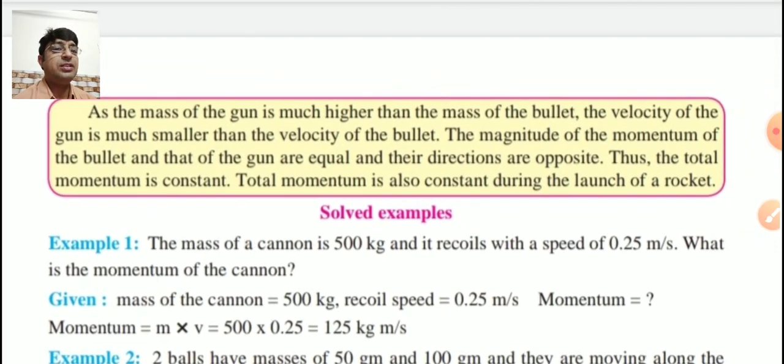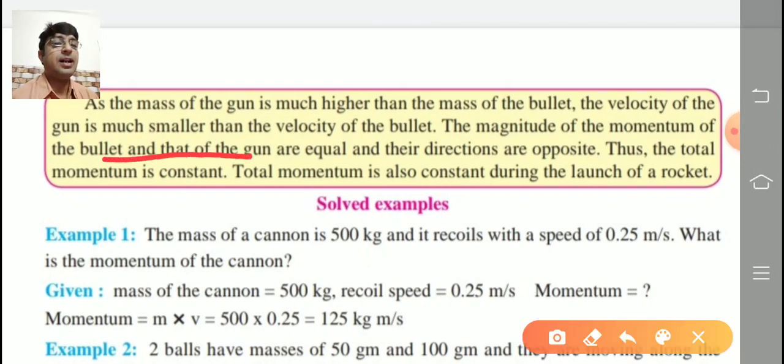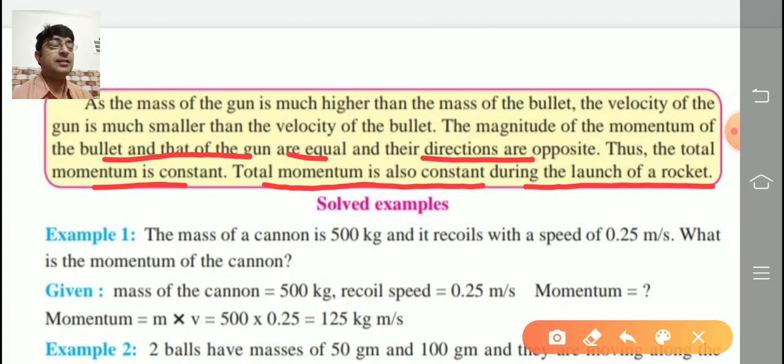As the mass of the gun is much higher than the mass of the bullet, the velocity of the gun is much smaller than the velocity of the bullet. The magnitudes of the momentum of the bullet and the gun are equal, and their directions are opposite. Thus the total momentum is constant. Total momentum is also constant during the launch of a rocket. The mechanism of the rocket is based on Newton's third law of motion.